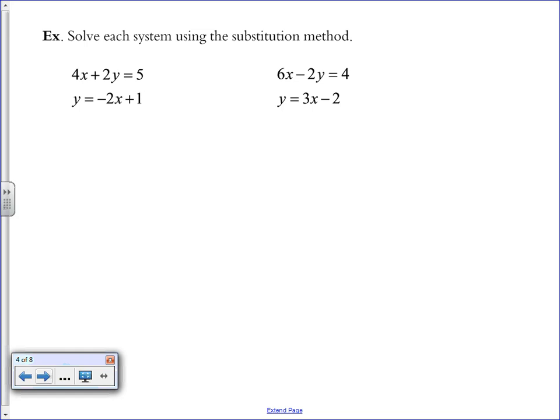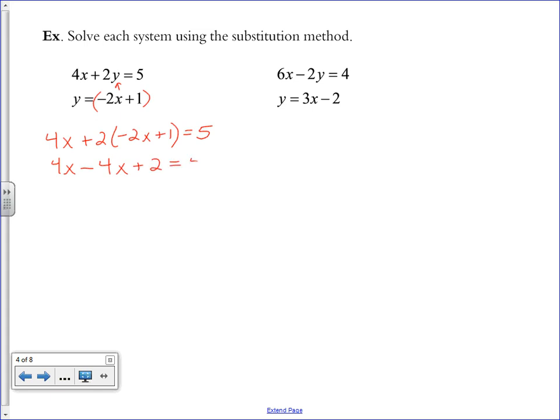These two are the special cases that you might run into. So I'm going to try to solve it by substitution. I already have y by itself. I'm going to plug it in for y in the first equation. Try to solve this equation for x.